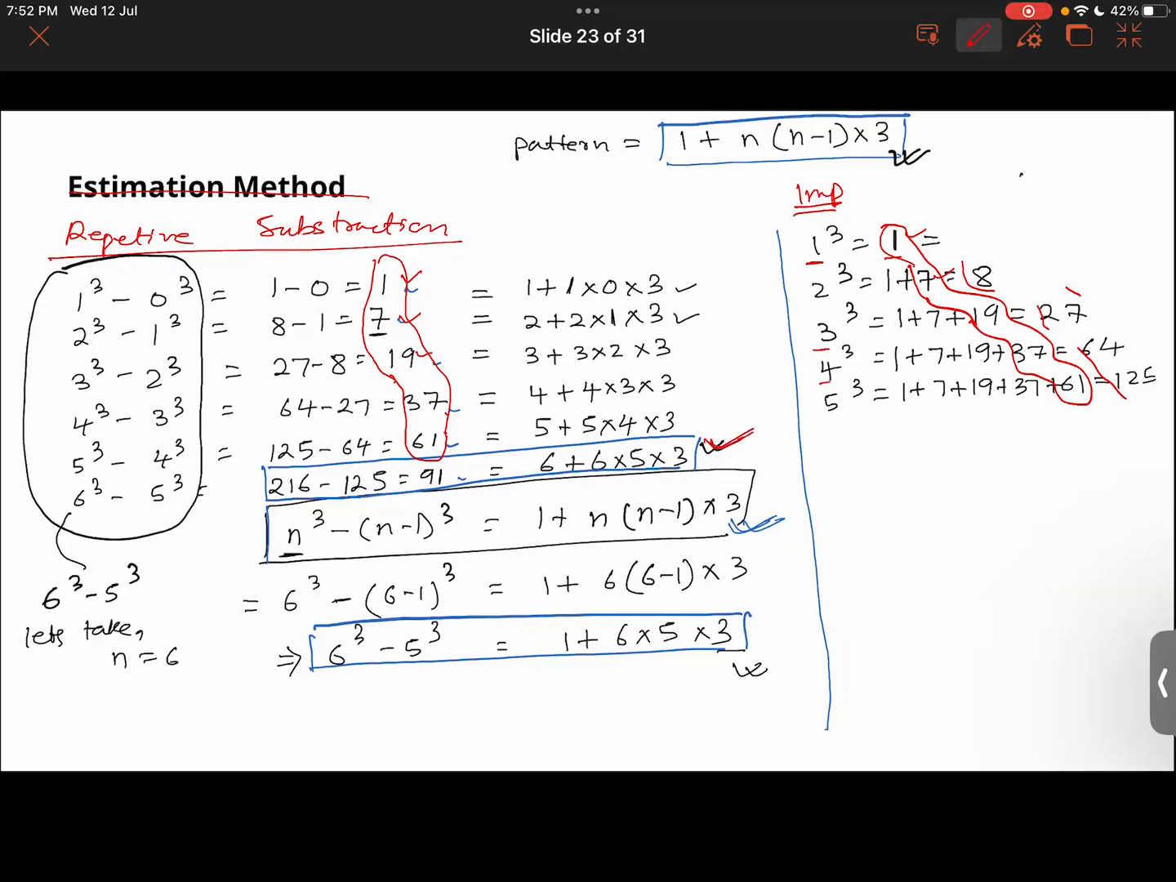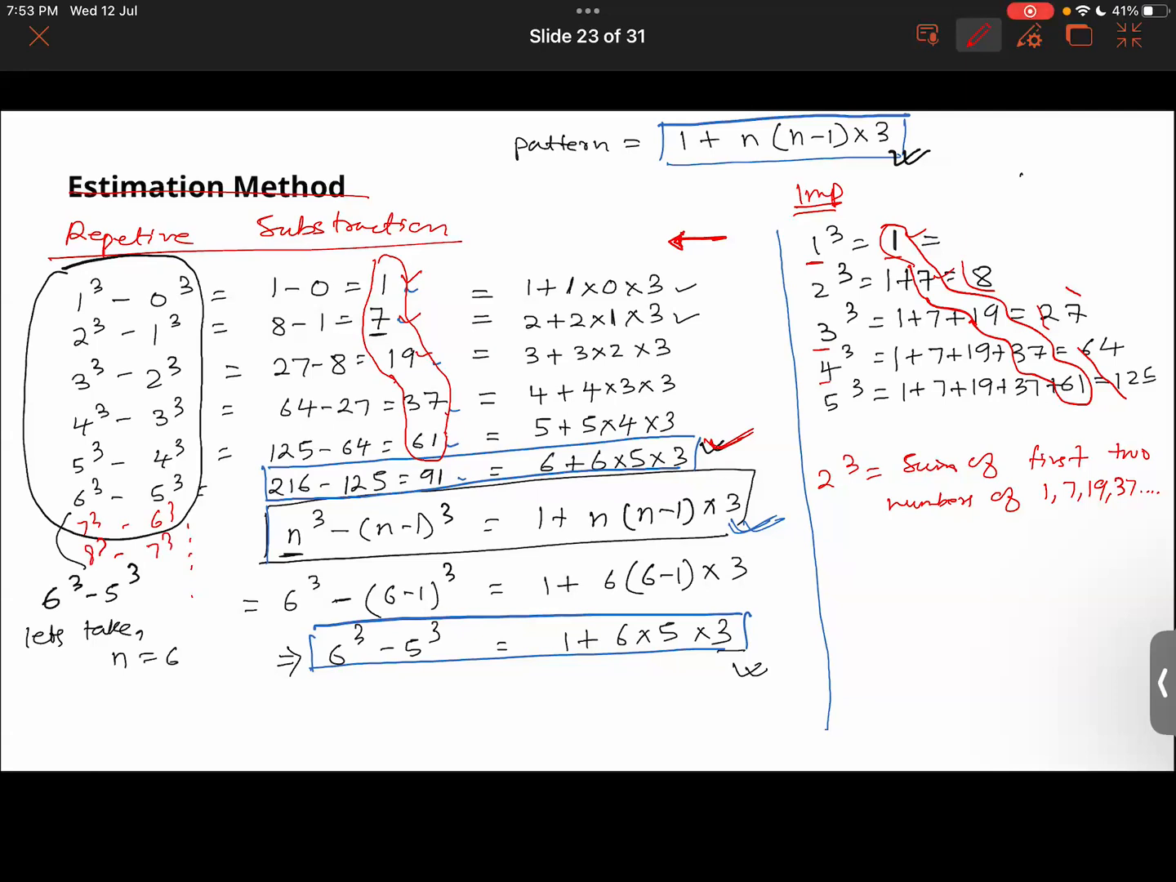All right. So you can say it like this: n cube is equal to what? Sum of the first n numbers of 1, 7, 19, 37. It will continue. Now look over here. We could have continued this now. We could have taken 7 cube minus 6 cube, 8 cube minus 7 cube.